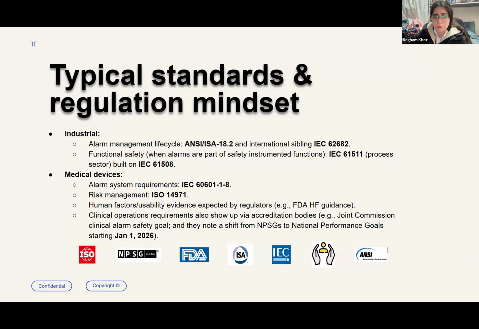Why does this matter to us as device and system builders? Hospitals increasingly expect vendors to provide alarm-related documentation, including recommended defaults, alarm limits philosophy, which we're going to talk about next, training guidance, alarm audibility expectations, integration guidance, and support for alarm fatigue mitigation.